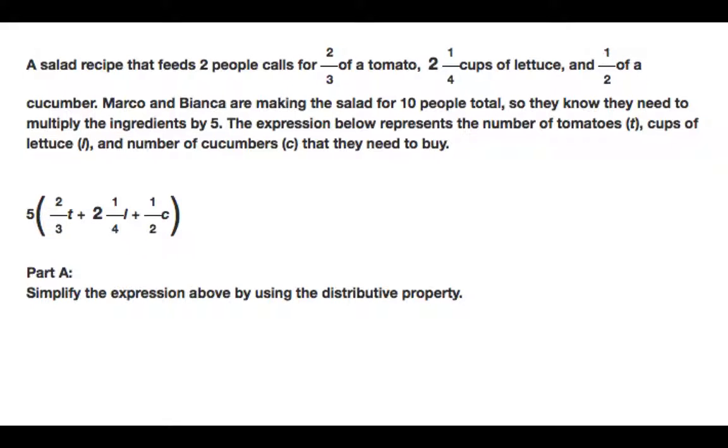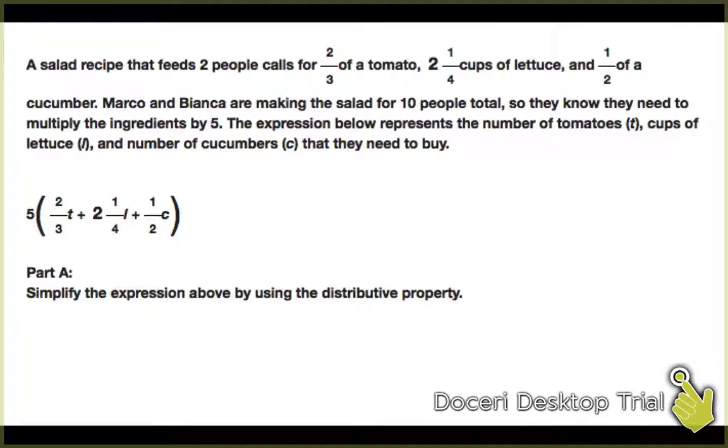Okay, here it says a salad recipe that feeds 2 people calls for 2/3 of a tomato, 2 1/4 cups of lettuce, and 1 1/2 of a cucumber. Marco and Bianca are making the salad for 10 people total, so they know that they need to multiply the ingredients by 5. The expression below represents the number of tomatoes, T, cups of lettuce, L, and number of cucumbers, C, that they need to buy.